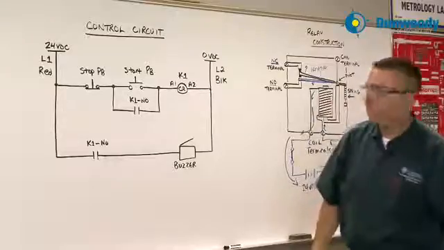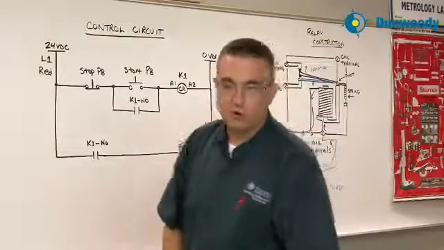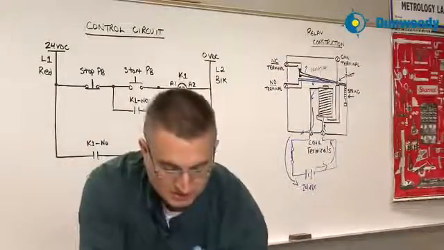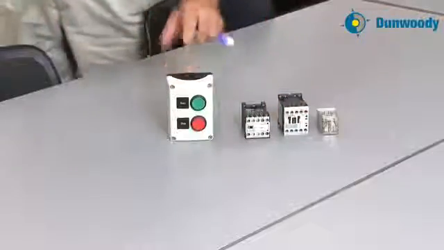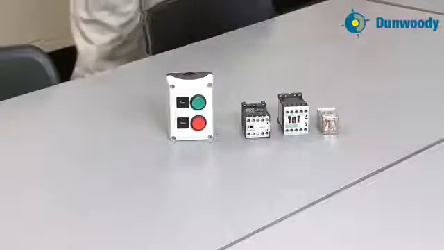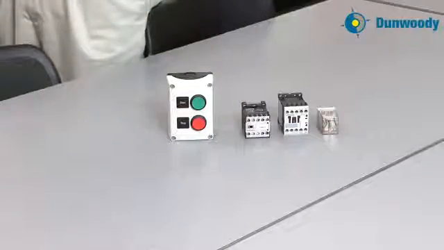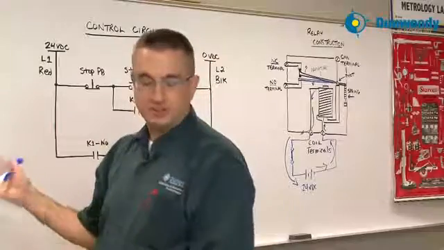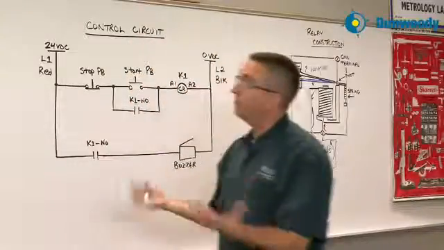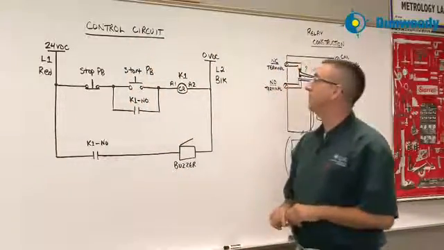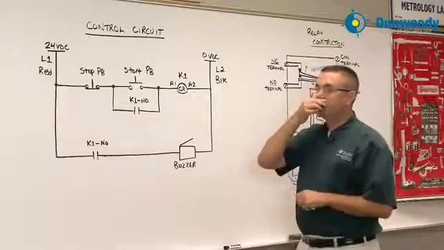A lot of times when we're working with control circuits, we'll work with push buttons. You'll actually see an example of a push button right here. This is a push button station. There's a start push button on this station, and there's a stop push button on this station. And in our example, I'll talk a little bit about start and stop and how they're going to be used in this control circuit. So we'll go back up to the control circuit.